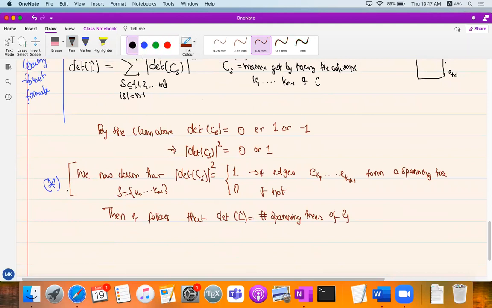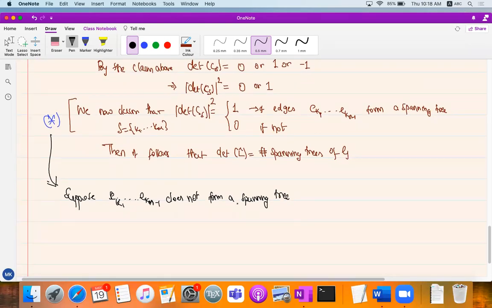Okay, so how do we prove star? One part is easy. Proof of star. Suppose EK1, EK2, up to EKn minus 1 does not form a spanning tree. Then what do you say? The determinant must be 0.